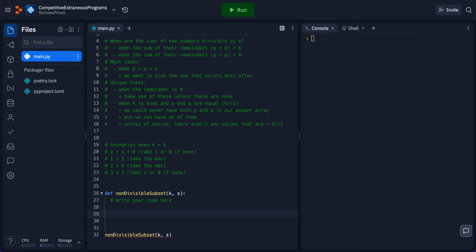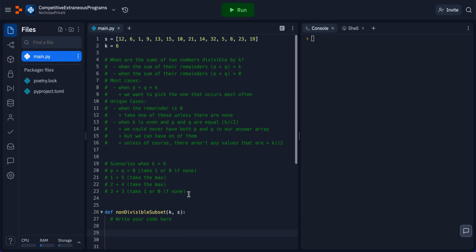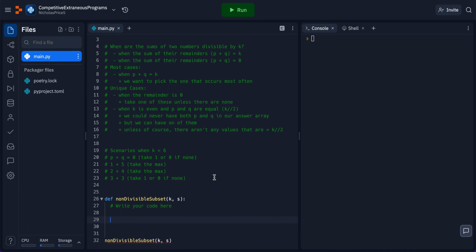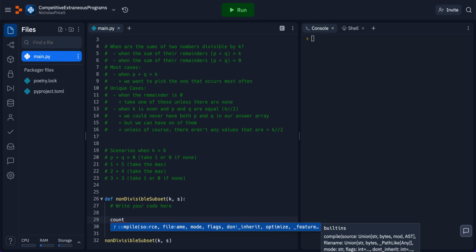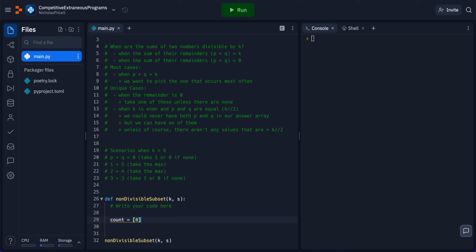Well, we would start by creating a count array, and the count array will hold the number of times each remainder occurs in our array S. Maybe hearing that doesn't make sense, but once I write this code, I'm sure you will understand that we will create an array, and every remainder that is possible when a number is divided by k, we will create a counter for that. And I'll go ahead and show you. We'll print count now.